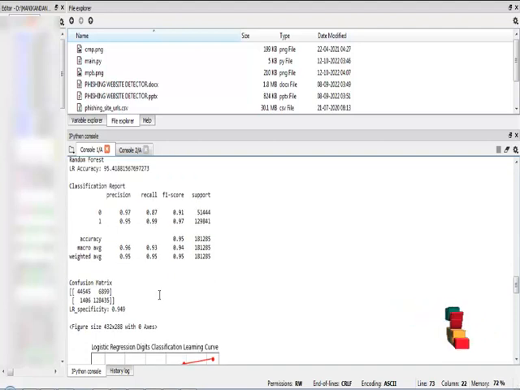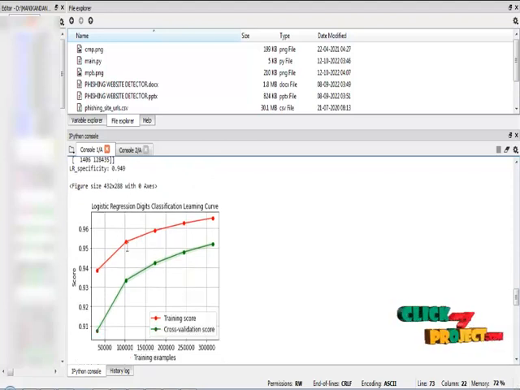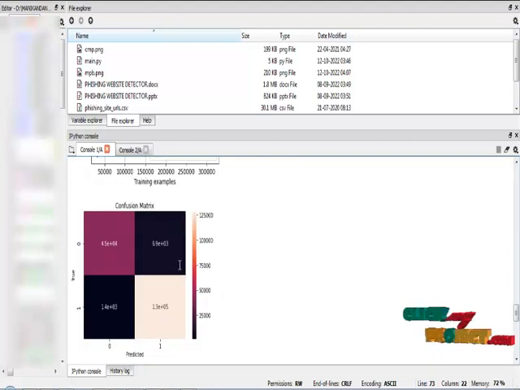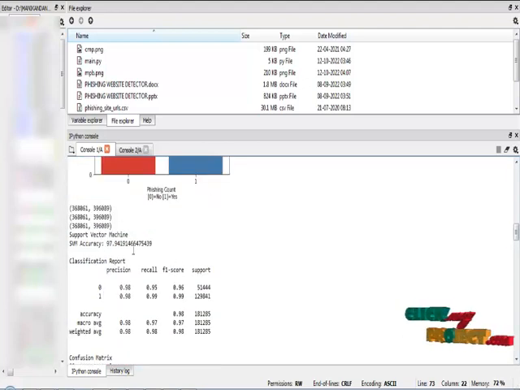The logistic regression algorithm achieves an accuracy of 95%. These are the classification report for the logistic regression algorithm, with precision, recall and F1 score values, and this is the confusion matrix for the logistic regression algorithm. The logistic regression algorithm specificity is 94%, and this is the learning curve for the logistic regression algorithm. And finally, the logistic regression algorithm confusion matrix. Here we got the higher accuracy from the SVM algorithm.